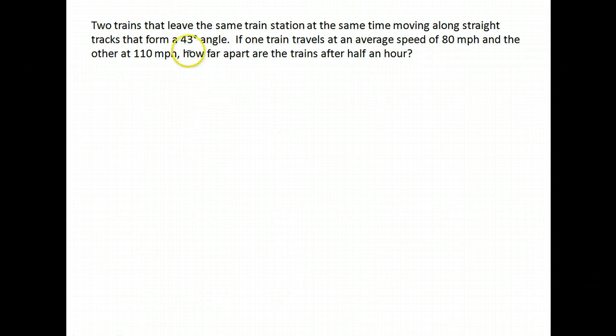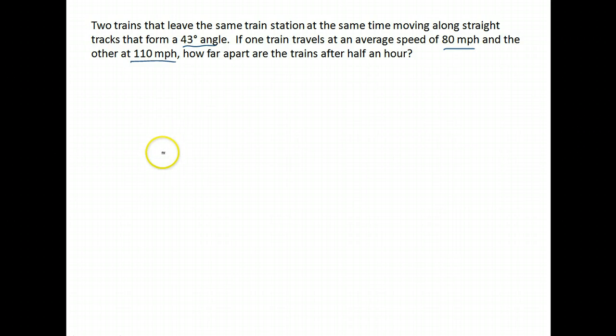Hey, here's one more example. So yes, it's a two trains problem. Two trains leave the same station at the same time, moving along straight tracks that form a 43-degree angle. If one train travels at an average speed of 80 miles per hour and the other at 110 miles per hour, how far apart are the trains after a half an hour?